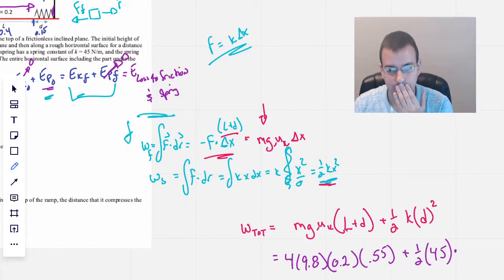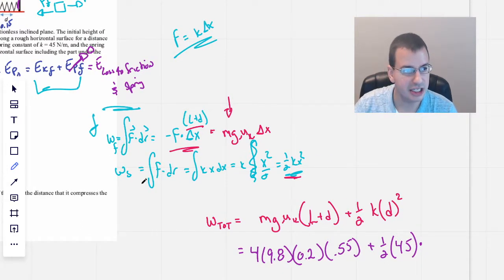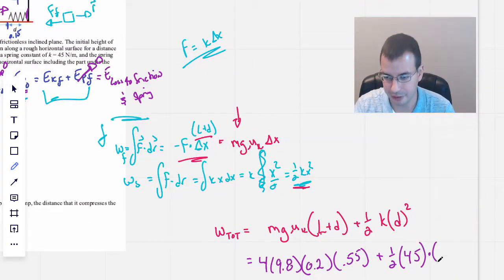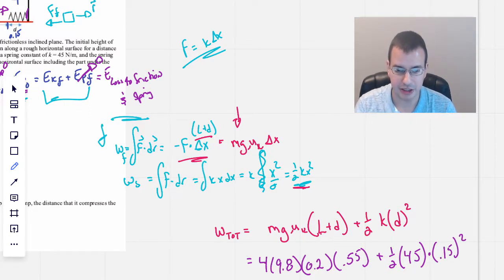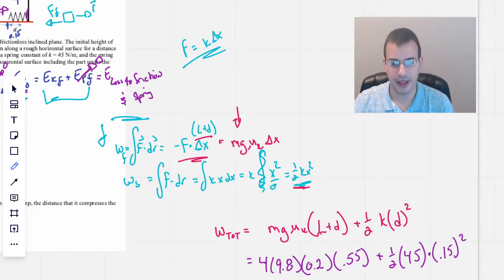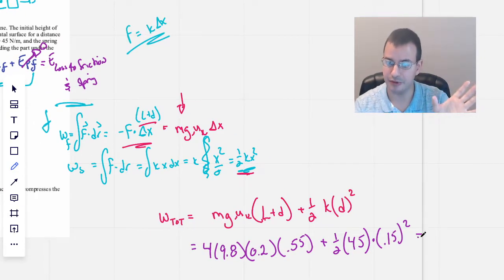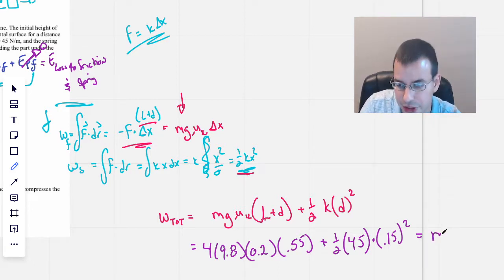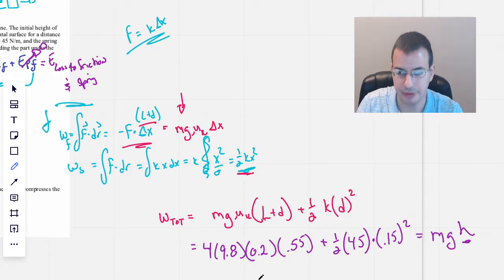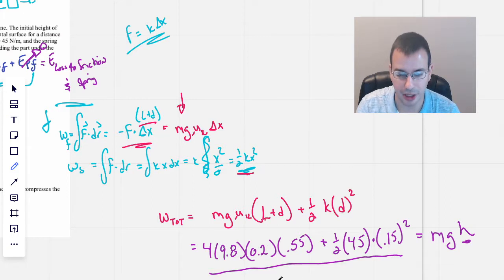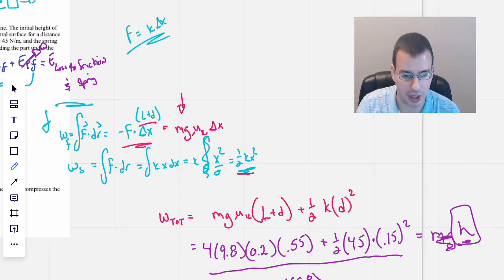times D, which is 0.15, and then we square that. And this will tell us the amount of energy lost from the bottom of the ramp, and this will be equal to mass times gravity times height, where height is what we want for the ramp. So solving that real quick, we can divide that whole thing by mass, which is 4 times 9.8, and that will give us the height of the ramp.